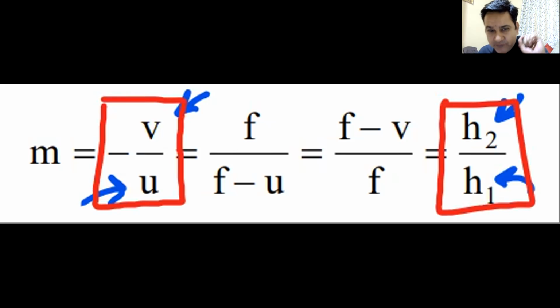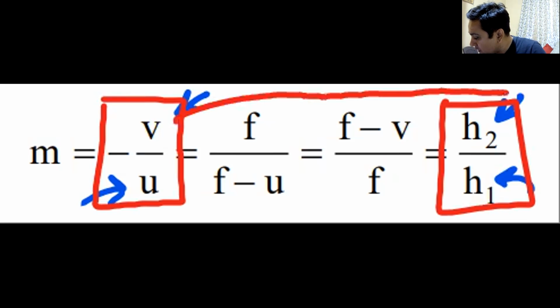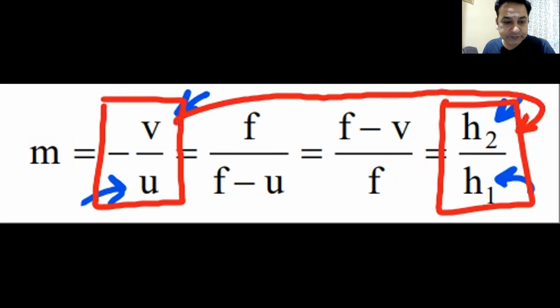Distance of the image from the mirror, pole of the mirror, distance of the object from the pole of the mirror, height of the image and height of the object. Do you understand that they are related to each other? Yes, sir. How they are related? Minus v by u. Look at this formula. Minus v by u is equal to h2 by h1. Do we see this?